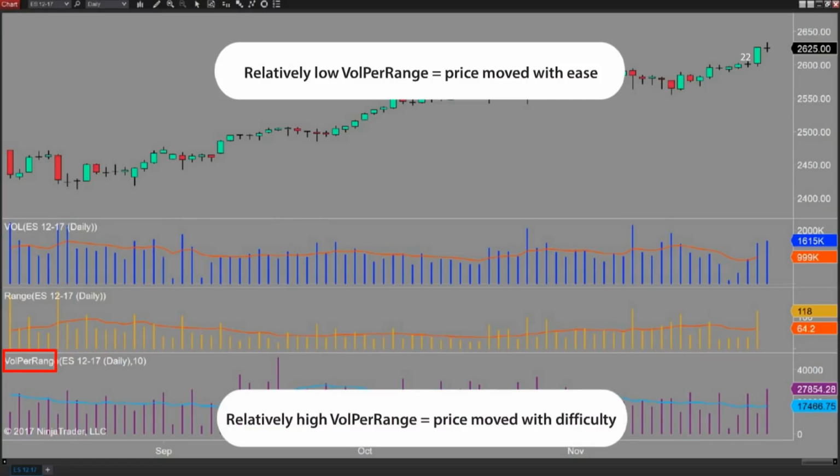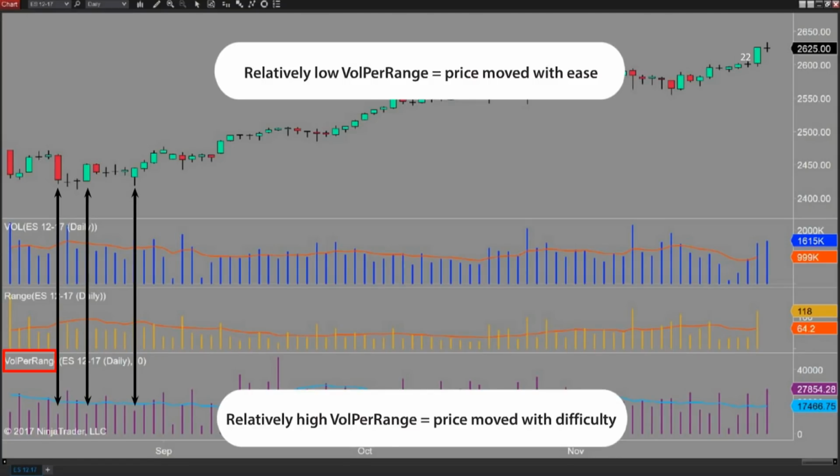This is pretty basic stuff, but I think a lot of people overlook it. High volume per range is typically associated with demand coming in at a low, supply coming in at a high. With low volume per range, price moves with more ease. It's less restrained. With very low volume per range, the market moved very quickly and easily. It didn't take a whole lot of volume to move that market that distance.